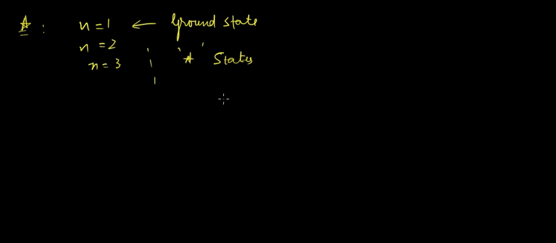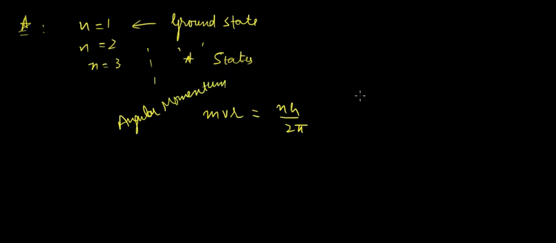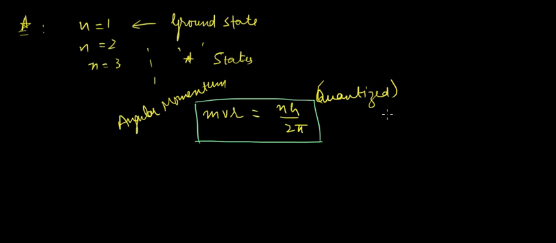So for any n, we can write that mvr will be equal to nh upon 2 pi, where mvr is the angular momentum, which is quantized. Just remember mvr equals nh upon 2 pi, where obviously n varies from 1 to 3 and so on.